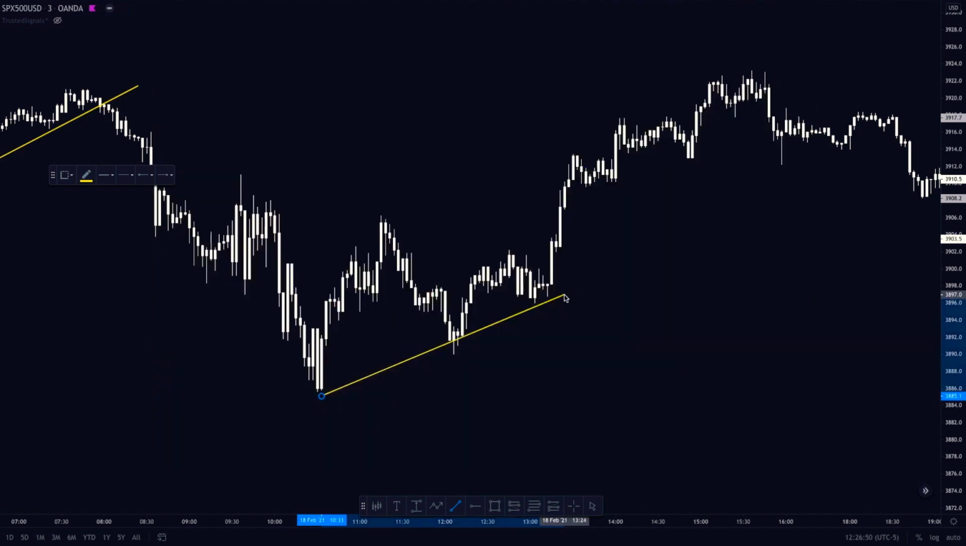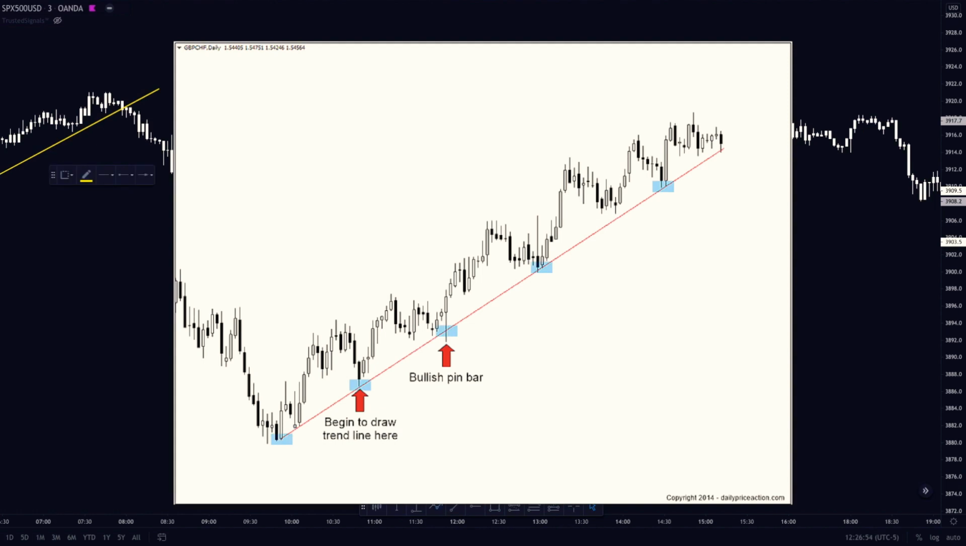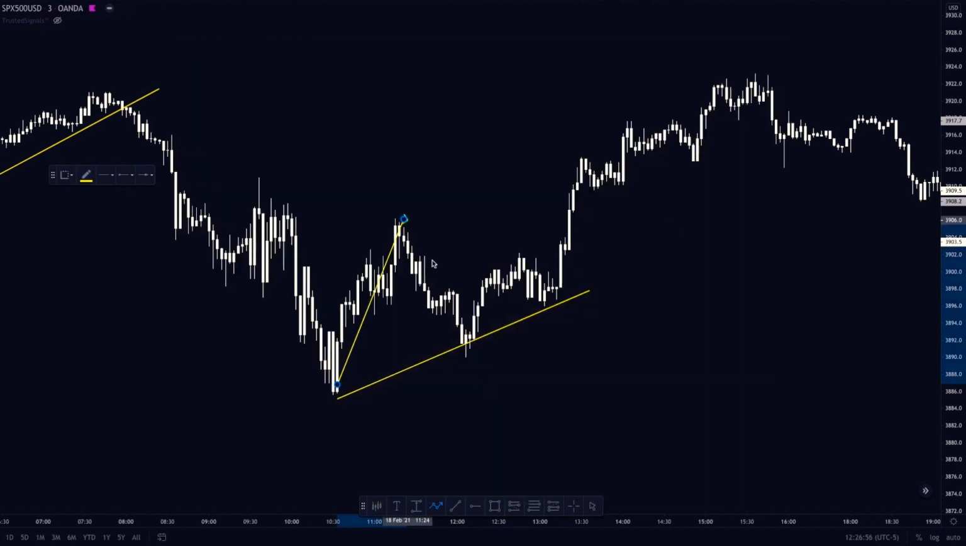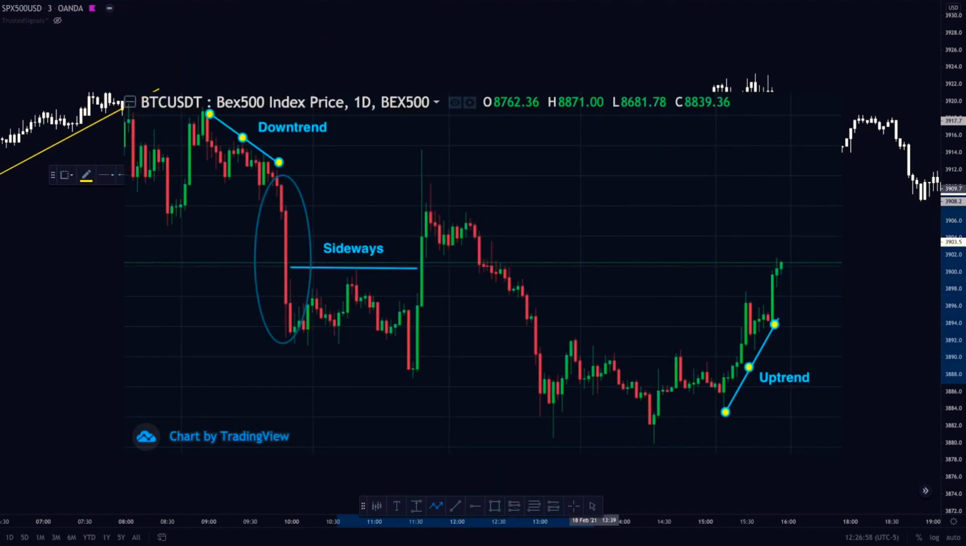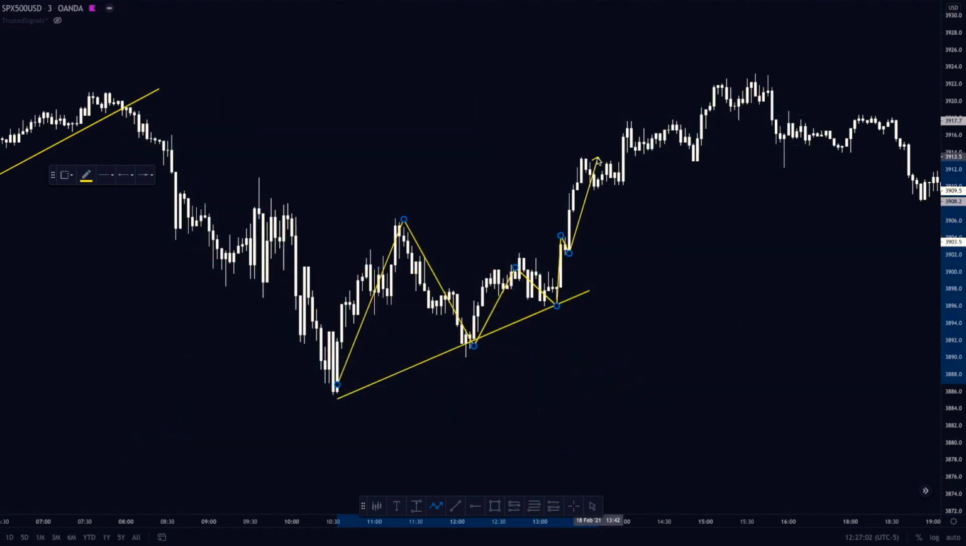Types of trends. There are three types of trends. Uptrend, higher lows. Downtrend, lower highs. Sideways trend, ranging. Here are some important things to remember using trend lines in forex trading.